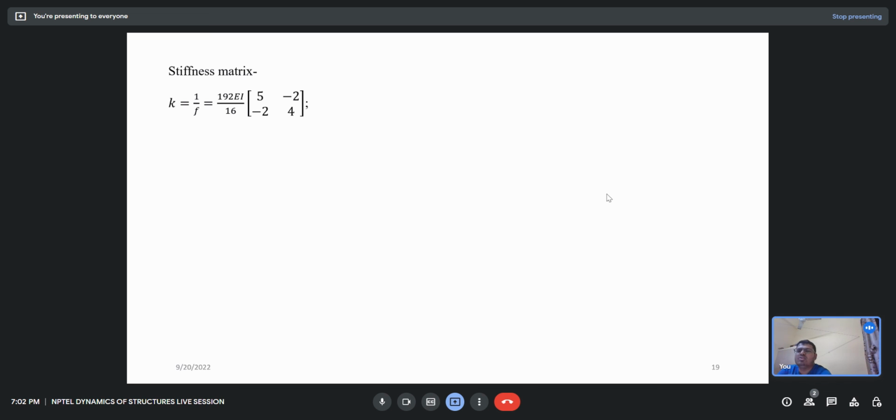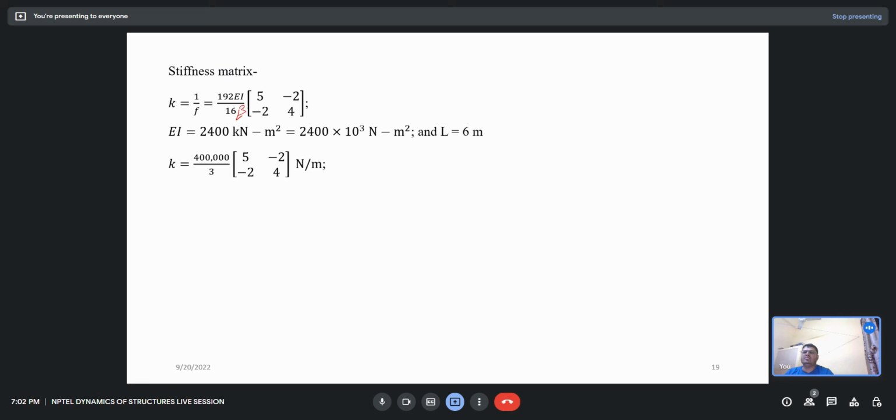There will be the L cube also. So if you put it here, 192 into 2400 into 10 raised to power 3, over 16 into 6 power 3. Yes, that is correct, here that will be the L cube. Okay, so this is the K.